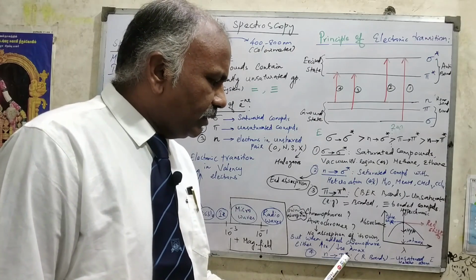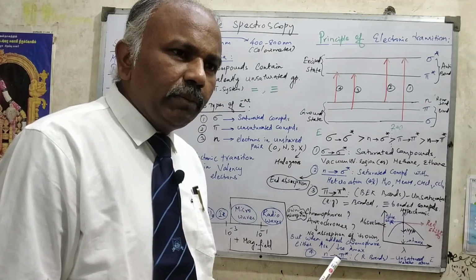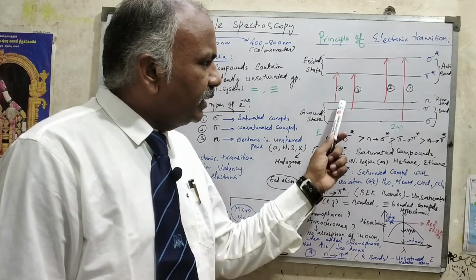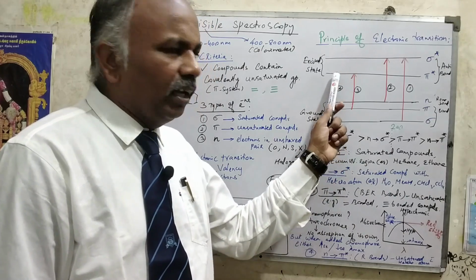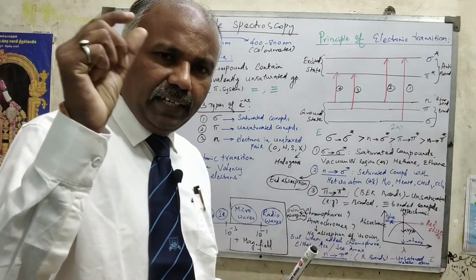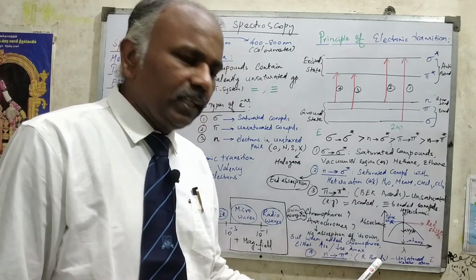N to pi star transition, as I already told you, is called a forbidden transition. The bands produced by n to pi star transition are called R bands. R means the energy is very, very less between n and pi star. So R is nothing but resonance. When the energy state is very, very less, it is called resonance. So the bands are called R bands or resonance bands.